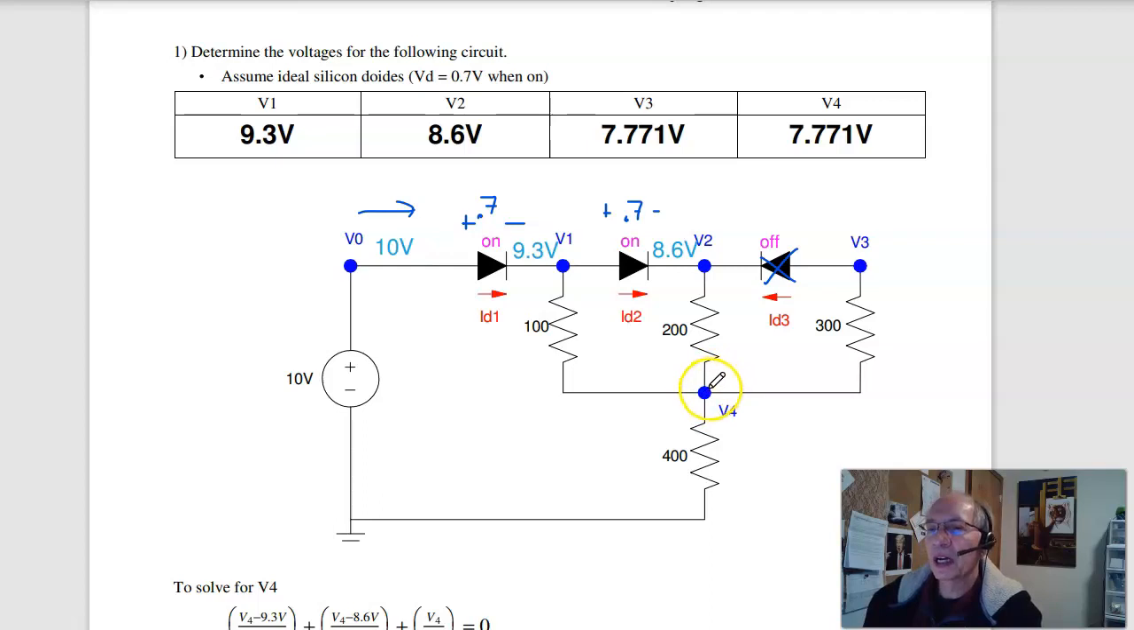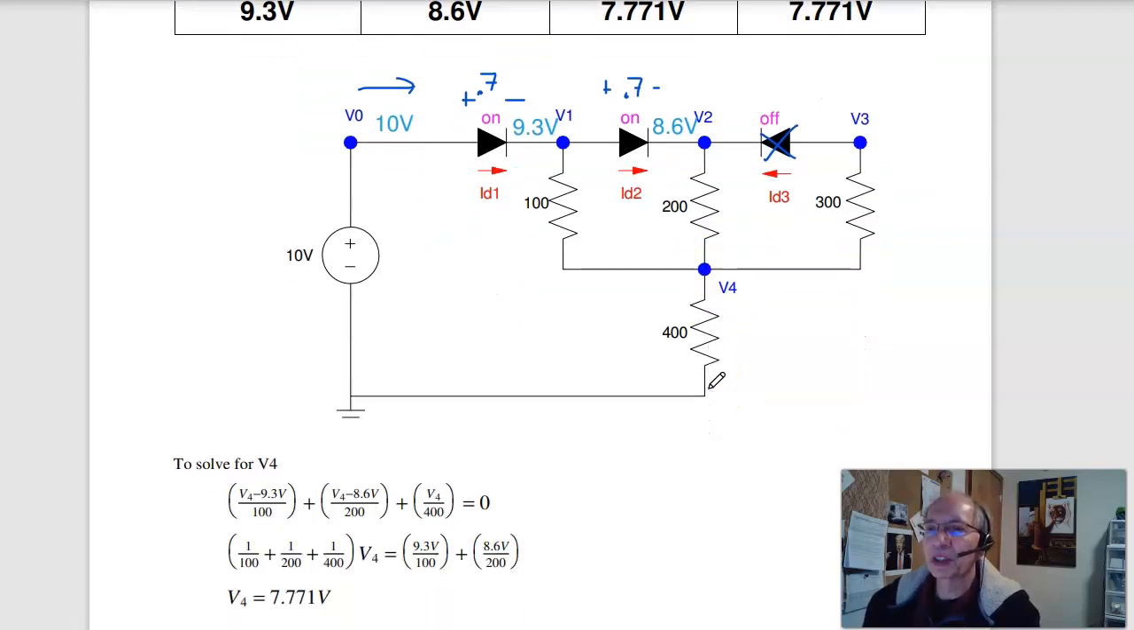V4, I don't know, so I have to solve using voltage nodes. At node 4, the current left, current up, current right, and current down equals 0. Current right is 0. The diode is off. So I have V4 minus 9.3 over 100, plus V4 minus 8.6 over 200, plus V4 over 400 equals 0. Solve, I get V4 is 7.771 volts.